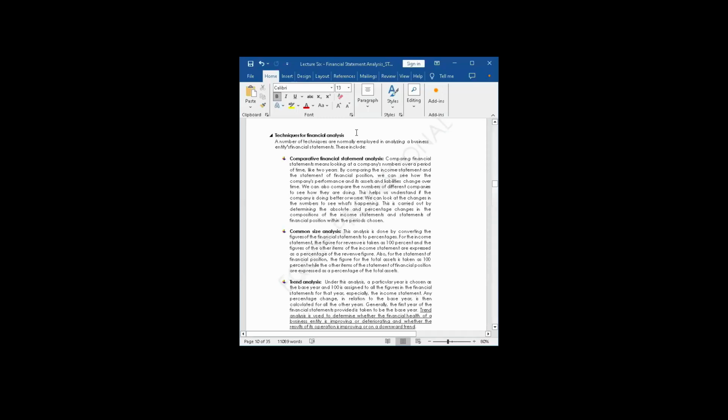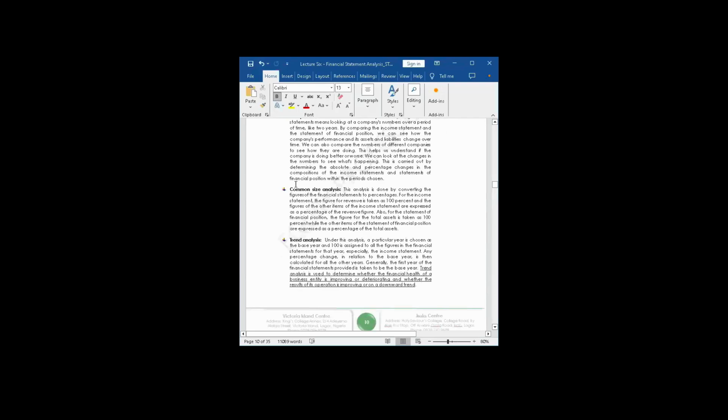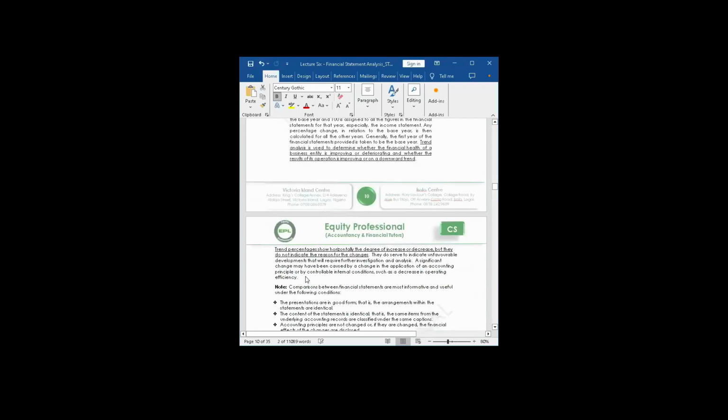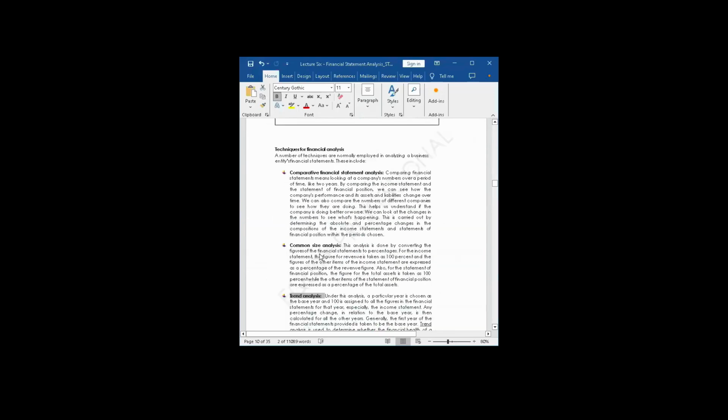I want to warn you that if you are not being told what to do, more like you are given the open-ended question, I will advise you to just focus on two major ones: trend analysis and ratio analysis. Just focus on those two, right? And leave out the others.